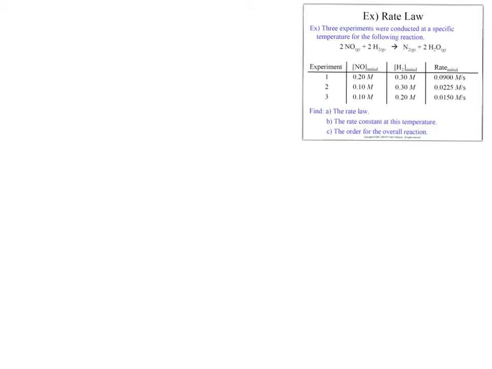All right, now we're going to do pretty much the same thing with the hydrogen gas. So once again, if we look at our experimental data, we have to pick two experiments where only the hydrogen gas changed, the nitrous oxide didn't change. And so if we take a look from experiment 3 to experiment 2, we increase the concentration of H2 while the concentration of NO stayed the same. So that means to figure out the order of the H2, we're going to use experiments 2 and 3.